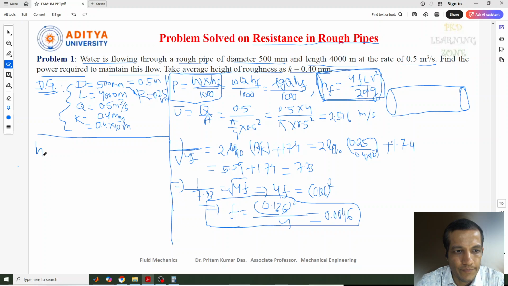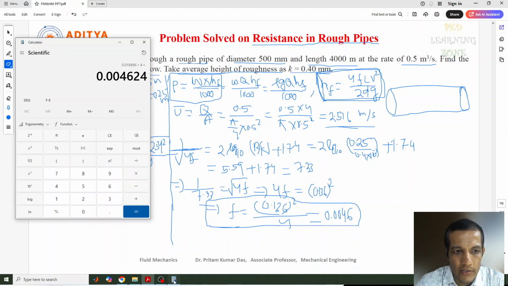Now all the values we have, so we can calculate the hf value. We can write hf equal to 4 into 0.0046 into L, where L equal to 4000, into V square, V is the average velocity 2.54, so 2.54 square divided by 2 into diameter 0.5 into g. G is nothing but 9.81. Now let's solve this again.